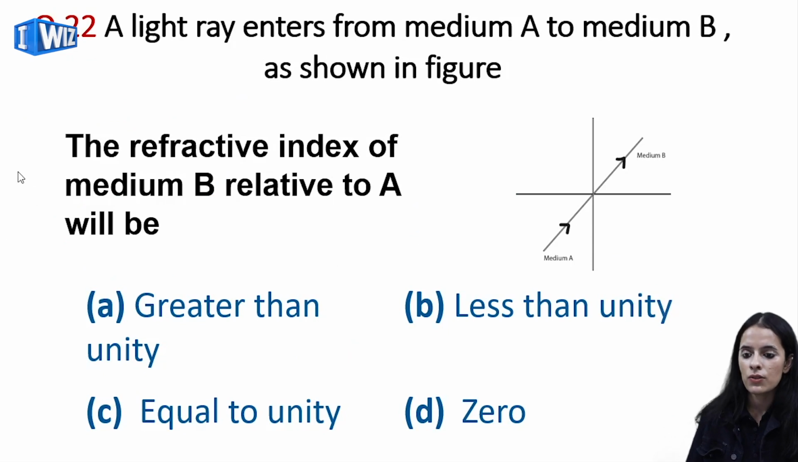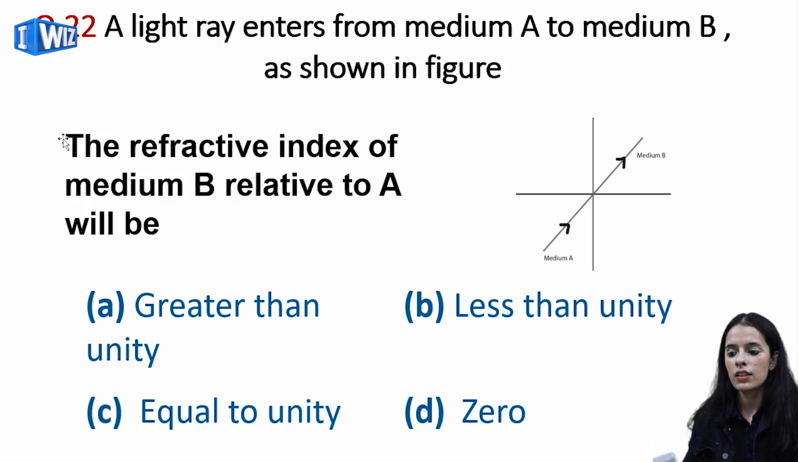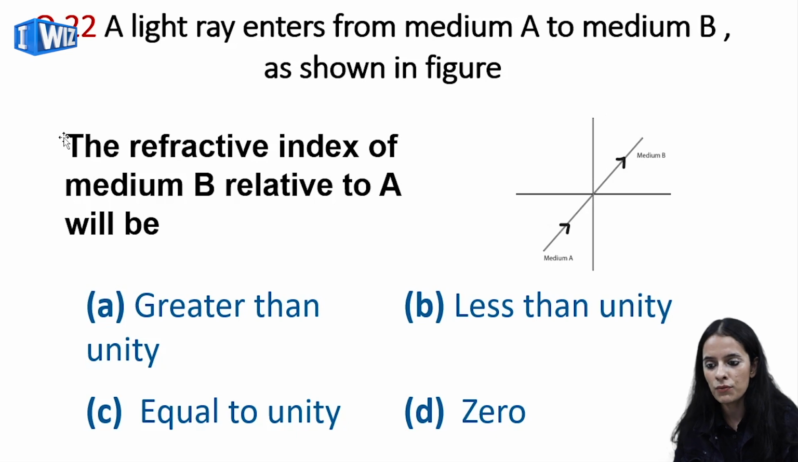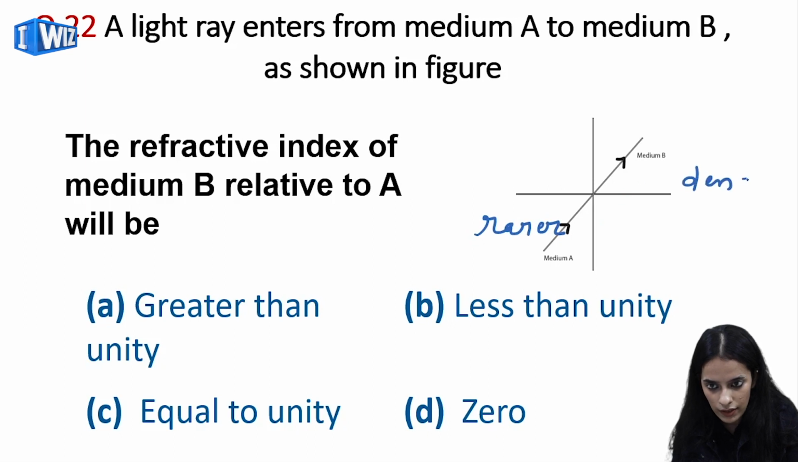A light ray enters from a medium A to a medium B as shown in the figure. So the refractive index of medium B relative to A will be. As we can see from here, light ray is entering from medium A, that is, let's say, rarer, and this one is a denser medium. Light is going from rarer medium to the denser medium. So we have to find the refractive index of medium B relative to A.